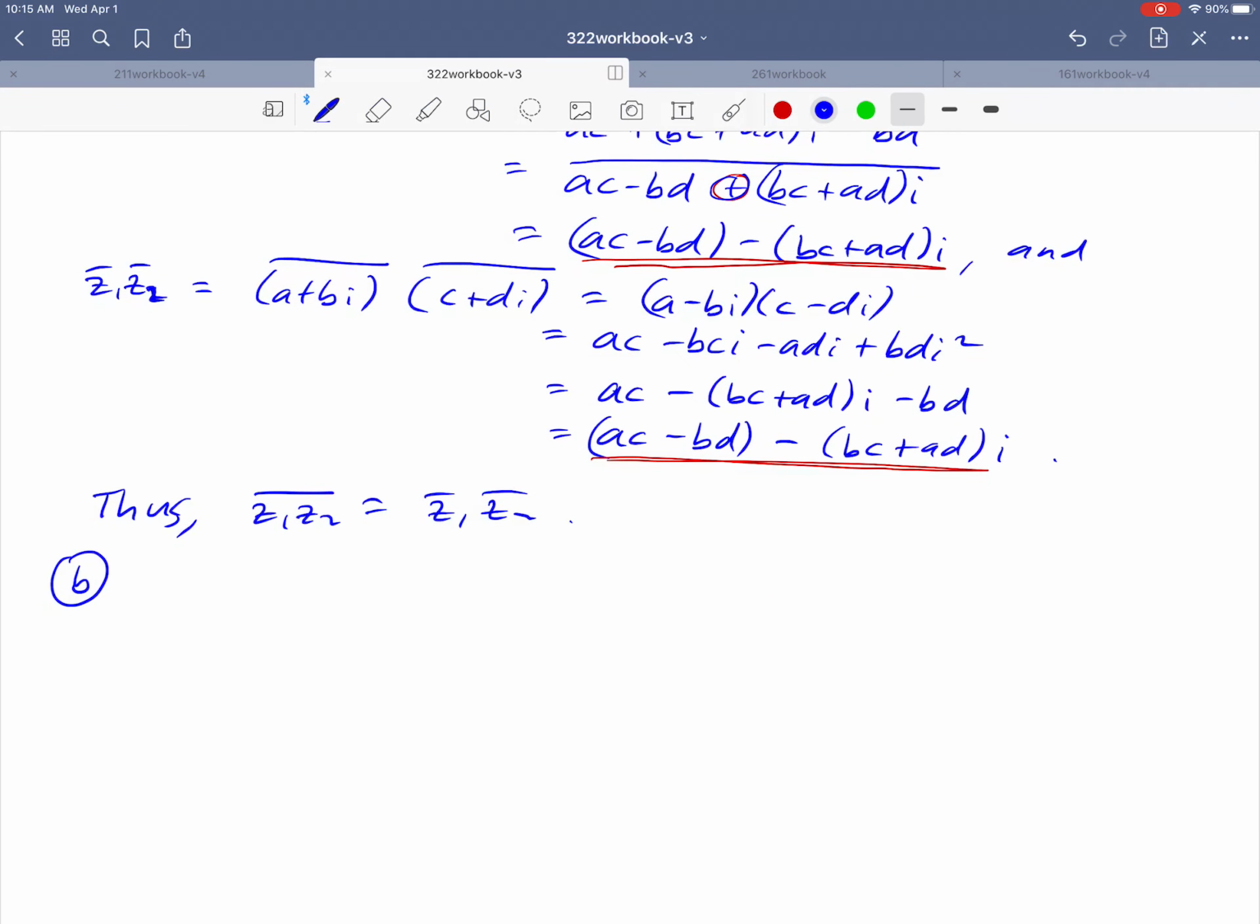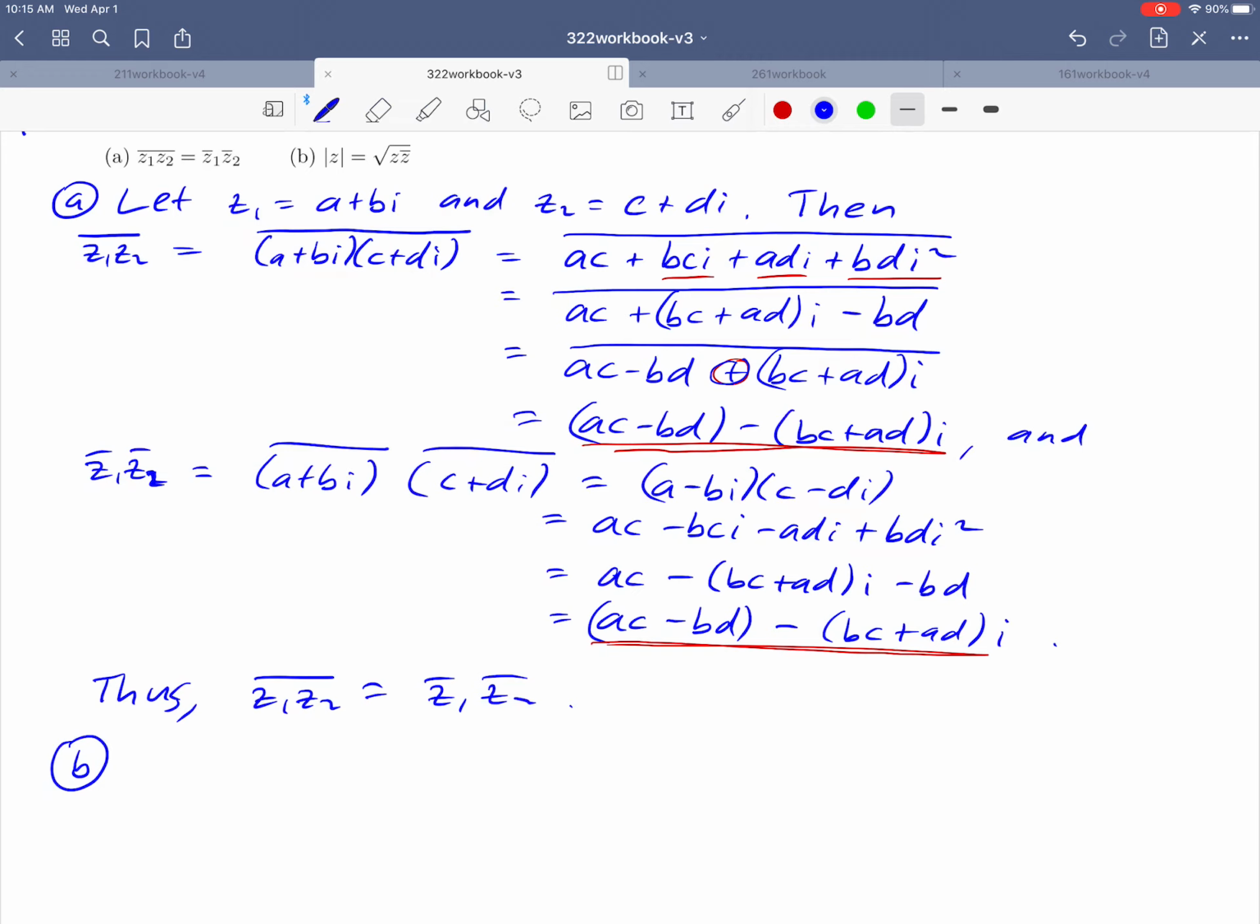Okay, and this is kind of the same thing. I'm going to just scroll up here so we can see that question before we dive into this. This is asking us to prove that the modulus of a complex number z is equal to the square root of the product of z with its conjugate, basically. We'll approach this the same way that we did part A.